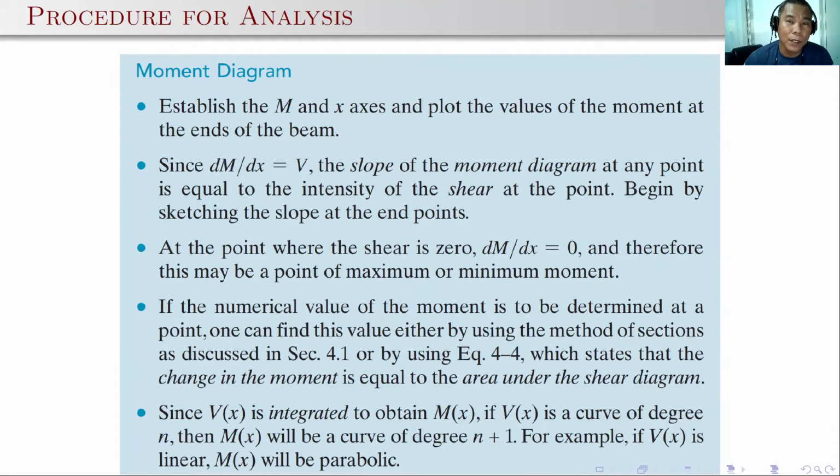Again, we use this extensively in beams. The change in the moment is simply equal to the area under the shear diagram. And since V is integrated to obtain the moment, if shear is a curve of degree n, then your moment should be a curve of degree n plus 1. You just have to add 1. For example, if V(x) is linear, then your M(x) will be parabolic.